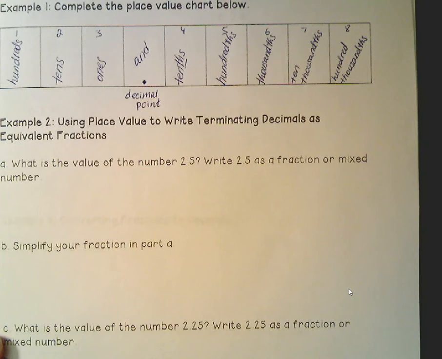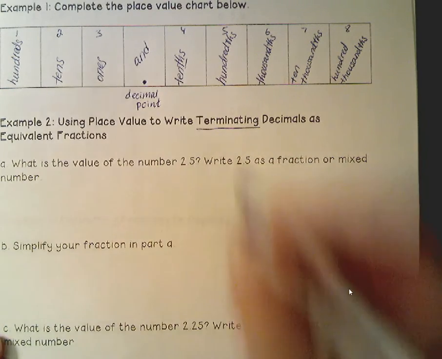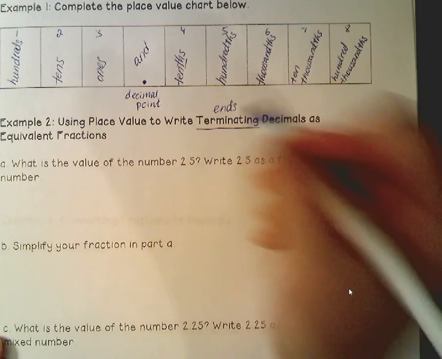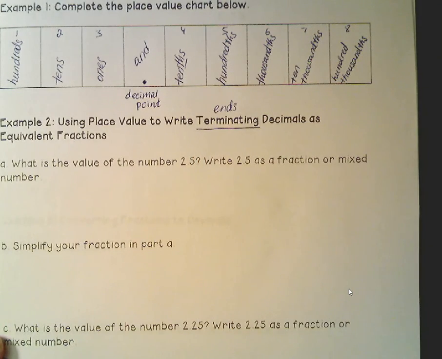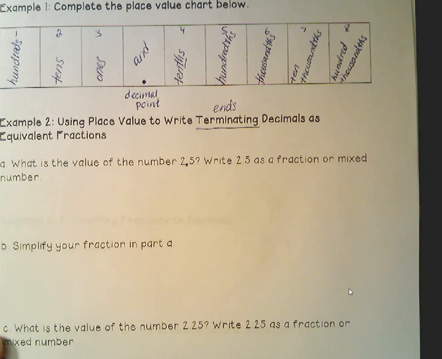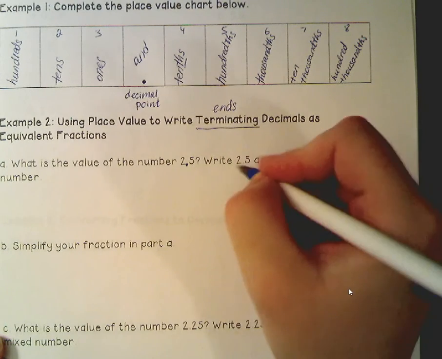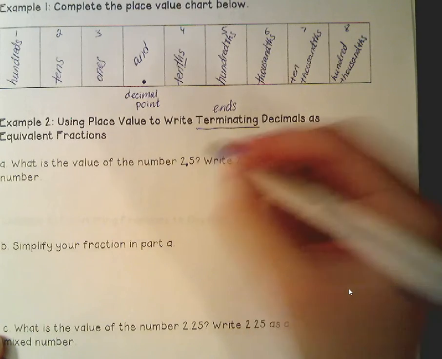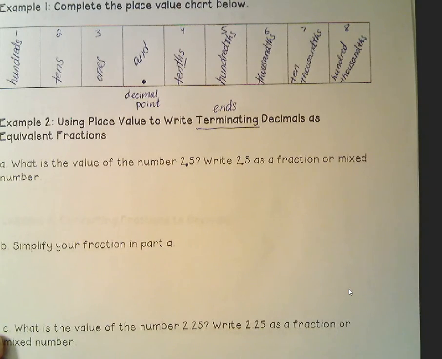Okay, so using place value to write terminating decimals as equivalent fractions. So what is a terminating decimal? Let's talk about that. A terminating decimal is a decimal that ends, finishes. So when we have a number and it says 2 and 5 tenths, there is nothing else coming after it. It's just 5, and after that we can put a 0, or we just know that there is nothing. That's a terminating decimal.